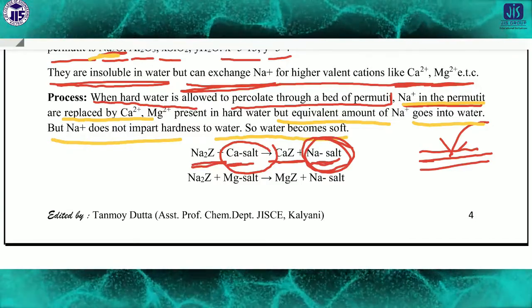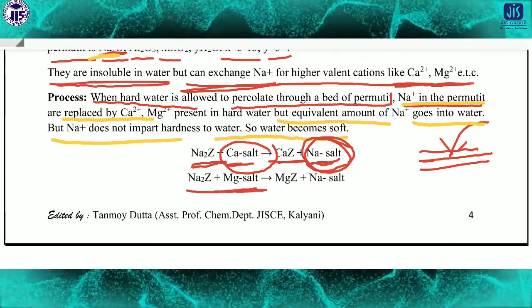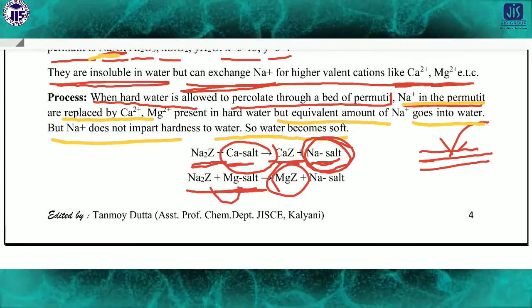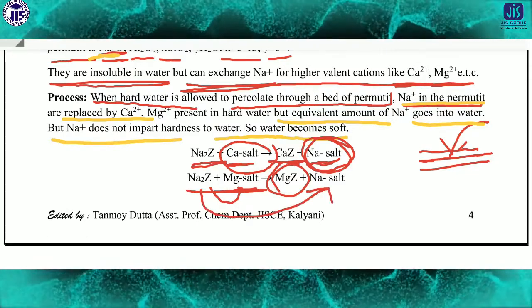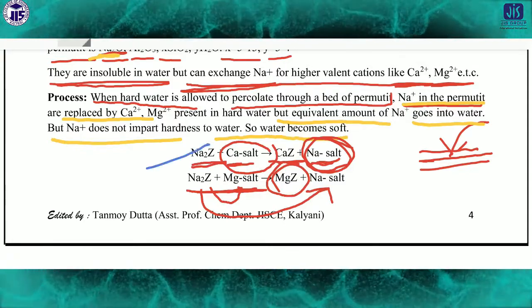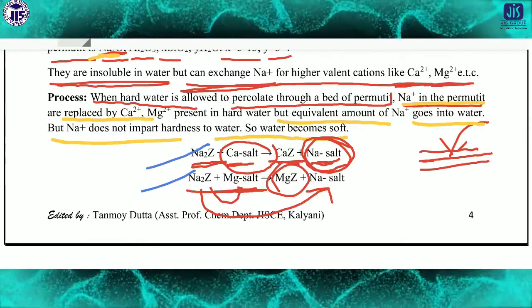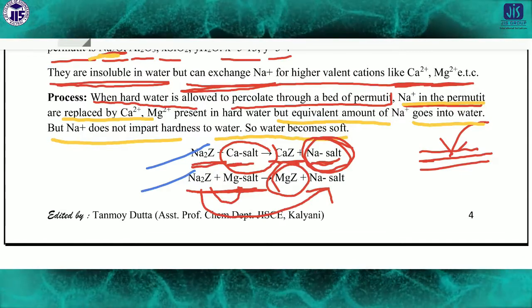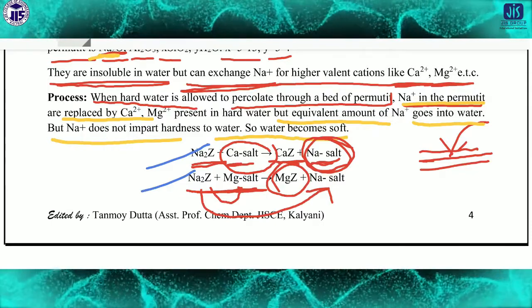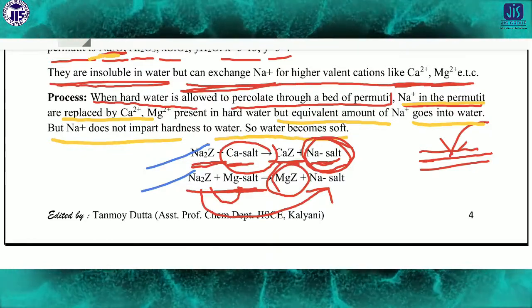In the same way, if any kind of magnesium salt is present, then it will form MgZ. Z will replace the magnesium, and Na will form the Na salt. So whether calcium or magnesium is present, there will be no problem, and Na+ can easily remove the calcium 2+ ion or magnesium 2+ ion. In this way we can convert hard water to soft water.